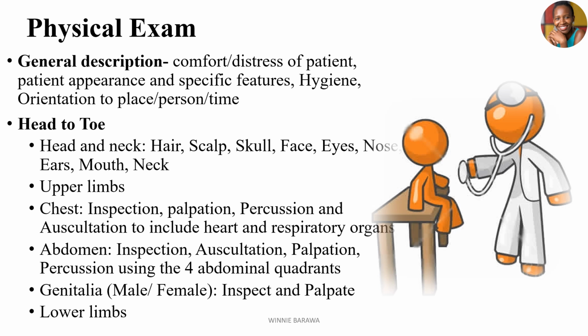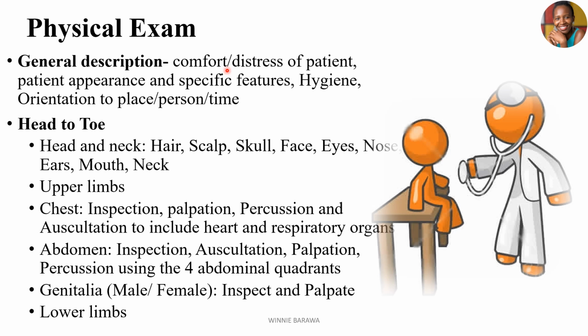And then the next bit is the main part of the physical exam. Here it's always advised you start with the general description first. So this is like a general survey of your client: when you look at your client, what do you see? You can describe comfort, and components of distress. Is the patient's appearance neat, is the client hygienic, or are there appearances that make the patient look unkempt or confused? So you look at specific features and describe.